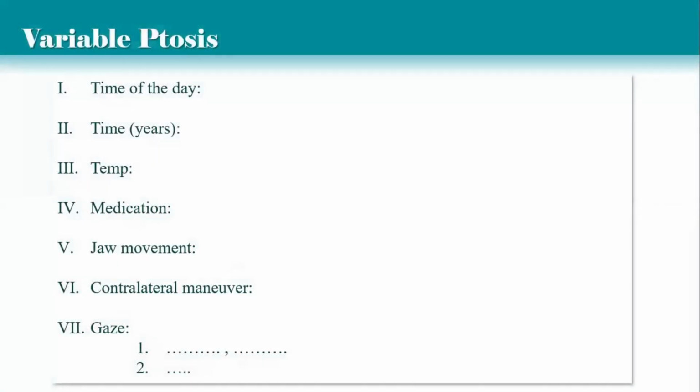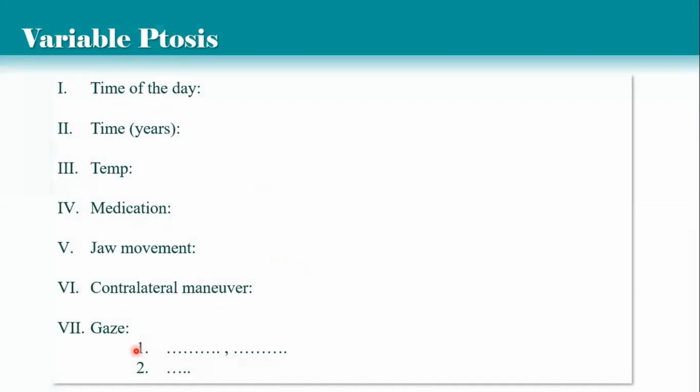All right. About variable ptosis. Ptosis may be variable according to the time of day because of myasthenia, according to the years like chronic progressive external ophthalmoplegia, according to temperature, like ptosis improved by ice cold in myasthenia. Medication for myasthenia will improve the ptosis. Jaw movement causes variable ptosis because of retraction with jaw movement, so it's variable. Hearing is low will affect the degree of ptosis on the other side.